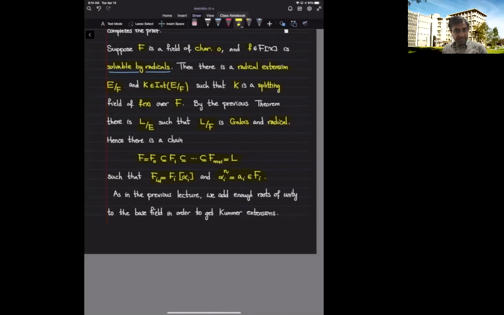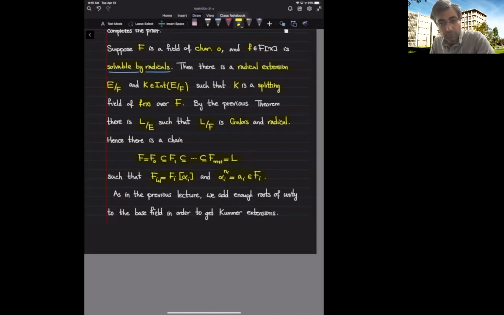So that's what we are going to do. We are going to repeat this in the present setting. We have this Galois radical extension, and we want to extend it further and make sure that all these blocks are either Kummer extensions or generalized cyclotomic extensions. We've seen that it's enough to add enough roots of unity. What roots of unity? We need to have n sub i-th roots of unity for every i. So we are going to take the least common multiple of the n sub i's.